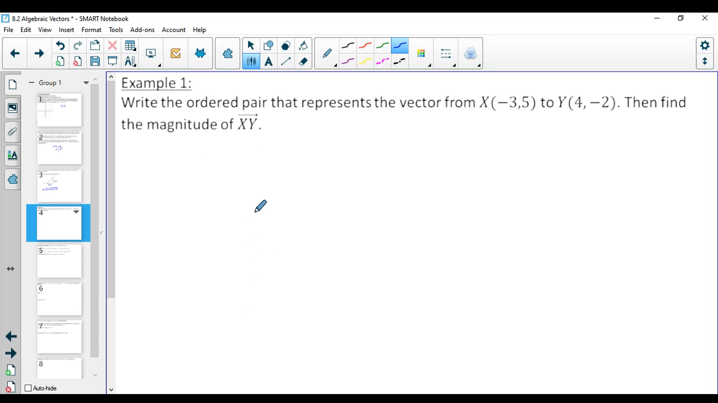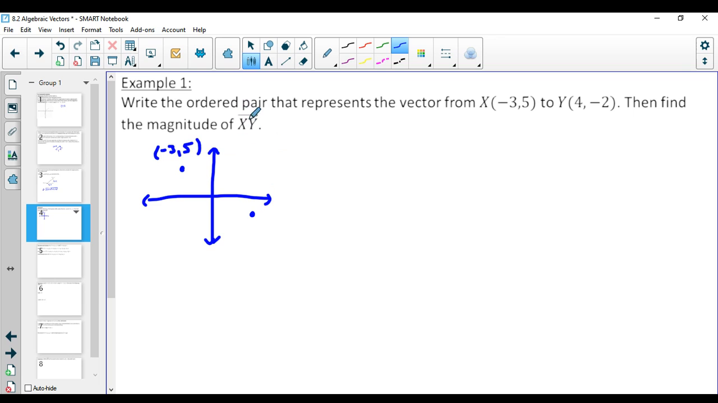So: write an ordered pair that represents the vector from X(-3, 5) to Y(4, -2). Then find the magnitude of XY. So for an example like this, I'm just going to sketch a graph. I'm not even going to sketch it accurately with tick marks. I'm just going to do a general one. So X being (-3, 5) up here maybe, and Y is (4, -2) down here.